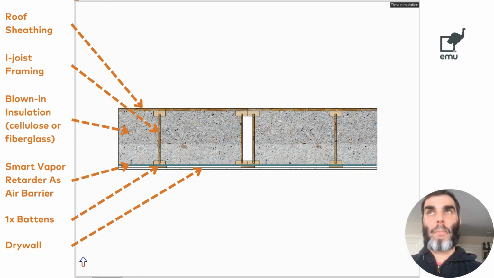And because this is a plastic membrane that works as the air barrier, we cannot really hang the drywall straight off of that. So we have planned to have battens to separate the drywall from the smart vapor retarder membrane to maintain that continuous air barrier intact.